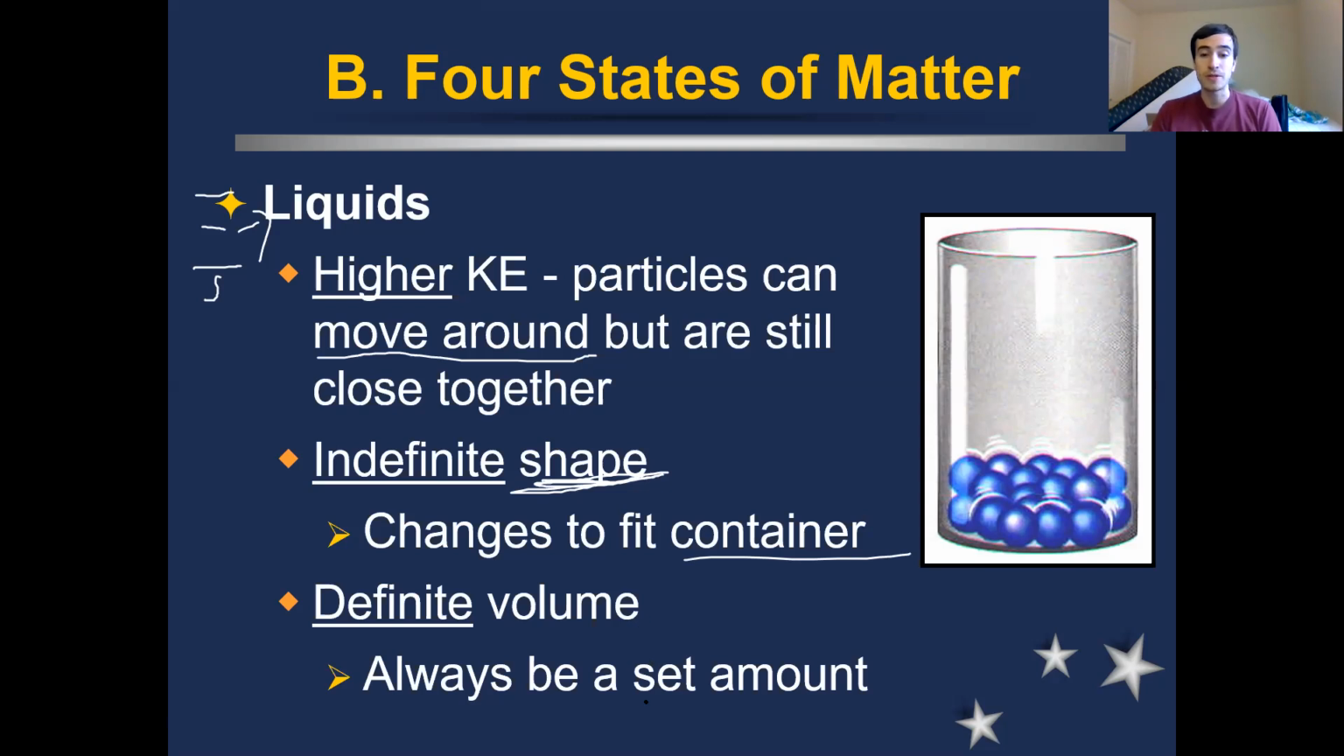But it'll always be a set amount. One cup in a measuring cup is the same as one cup in a pot, which is the same as one cup emptied out onto the floor. It's always the same amount of liquid. So definite volume, same amount of volume, but indefinite shape.